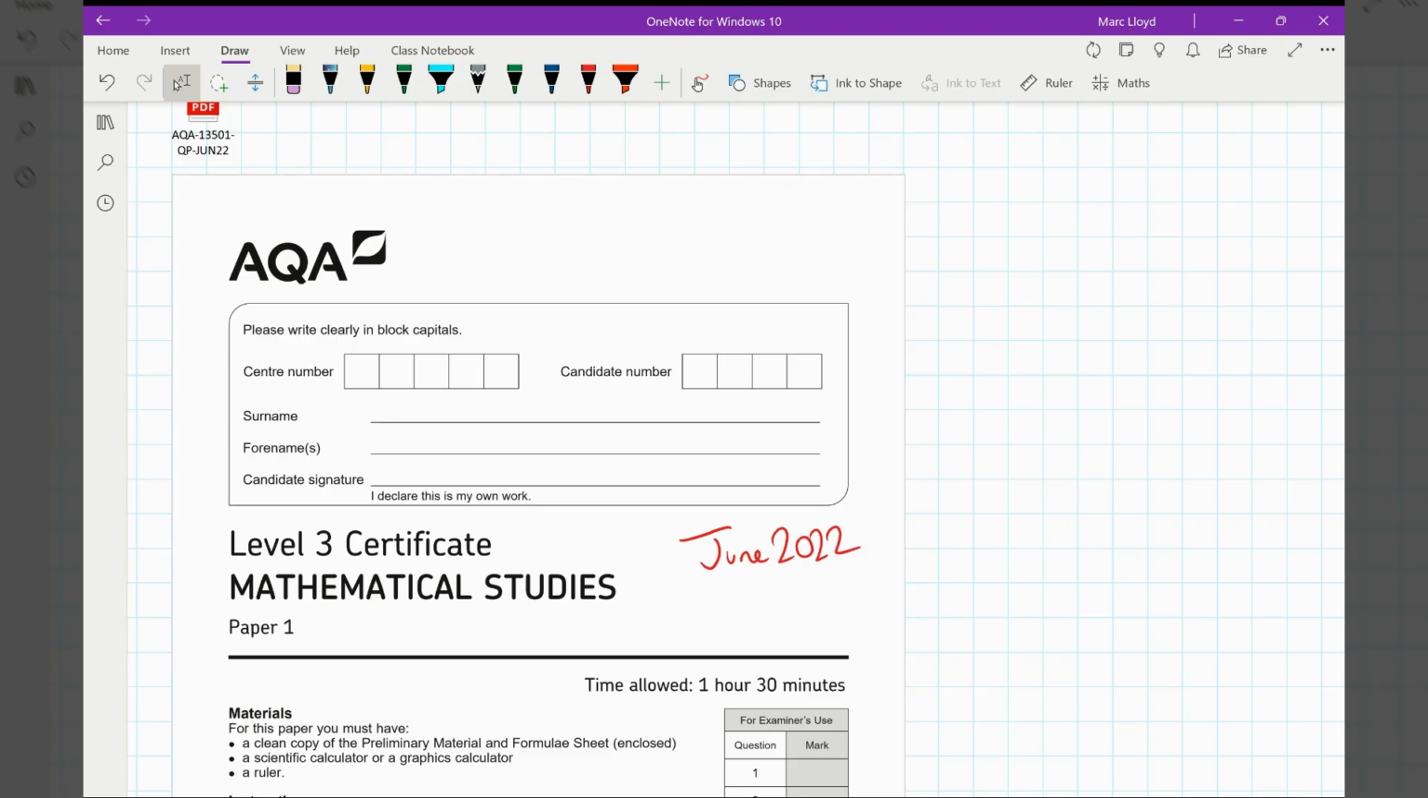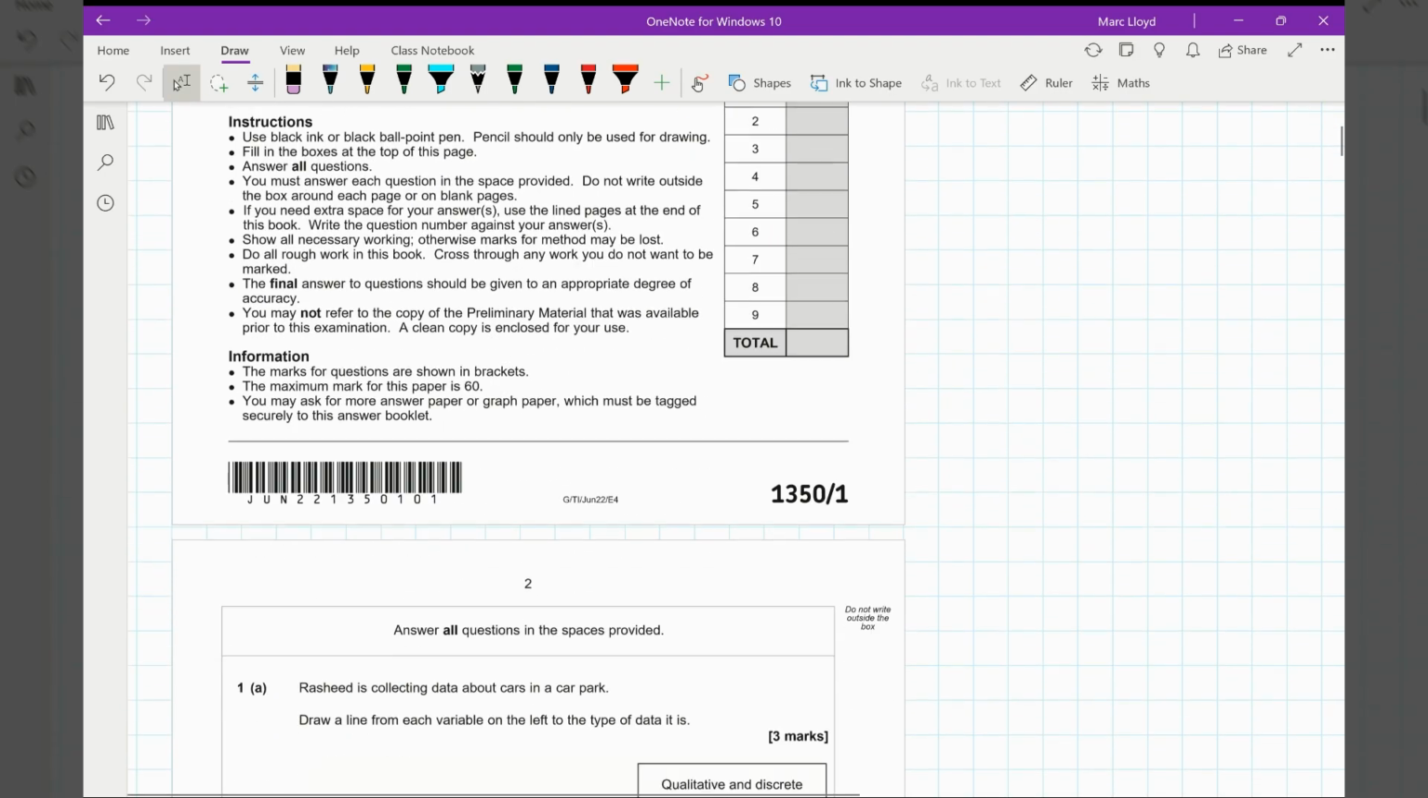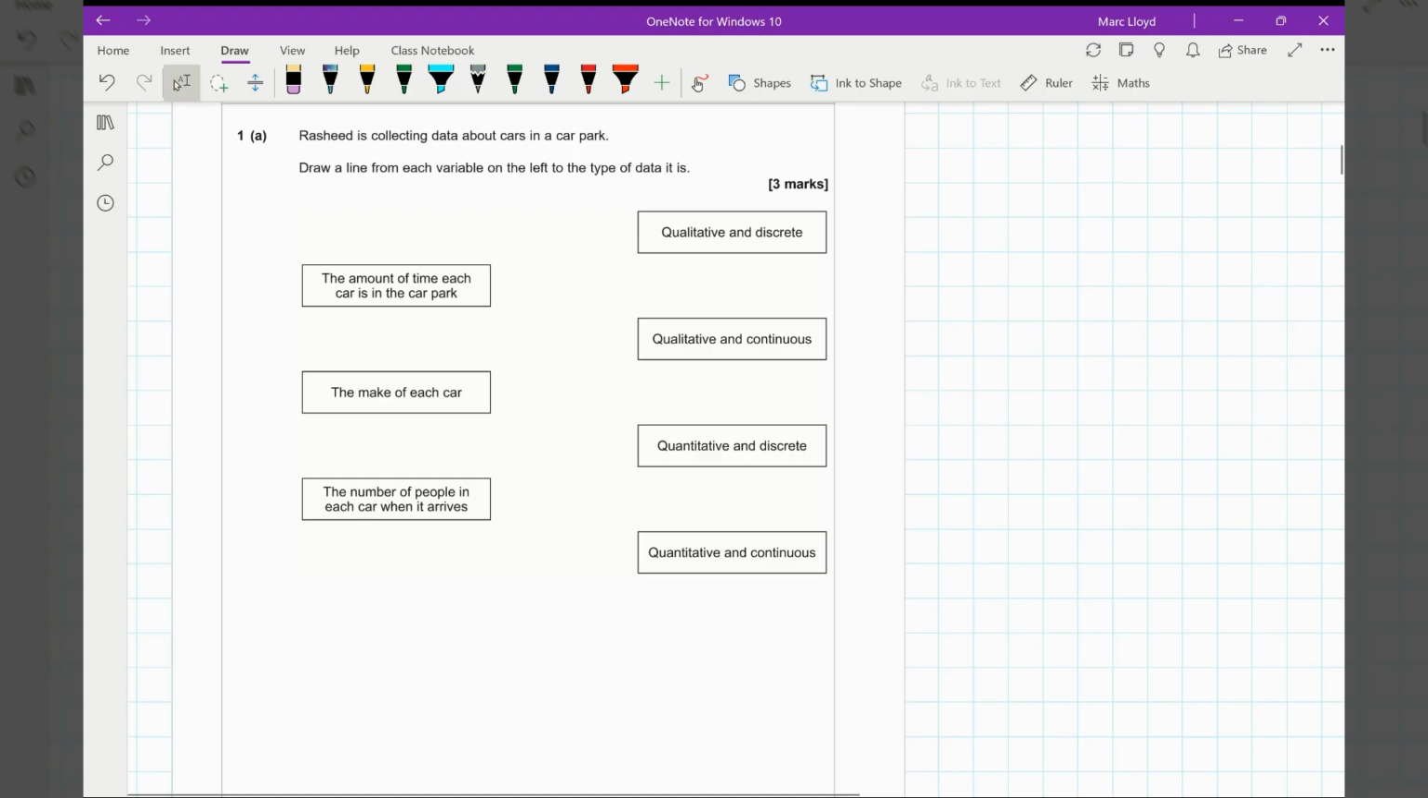So this paper one is for all core maths students. So let's get into it. Scrolling down, our first question, part A. Rashid is collecting data about cars in a car park.